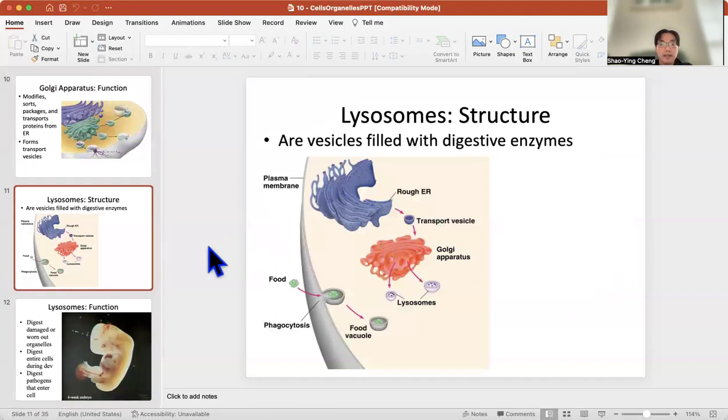Next organelle is called the lysosome. The lysosome's function is like a stomach in our body. It digests. So it has digestive enzymes. When a cell does endocytosis, swallowing bacteria or food in, they will move to the lysosome there. And because the lysosome has the digestive enzymes, they can digest the food or break down the bacteria.